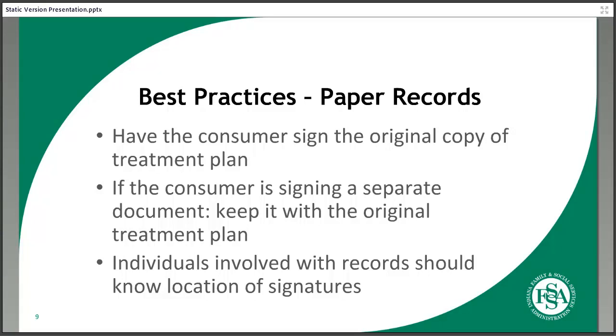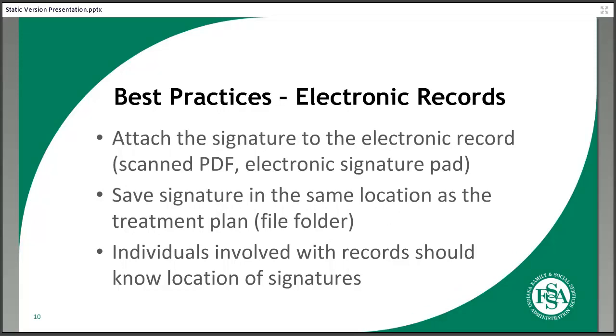And probably the most important thing is that anybody who is involved in records and record keeping should know the location of the treatment plan and that signature page if it's in two separate areas. Now, looking at electronic records, again, the best thing to do is to have a way to attach the signature to that electronic record, whether it be a PDF that you could scan in or an electronic signature pad. That would be great.